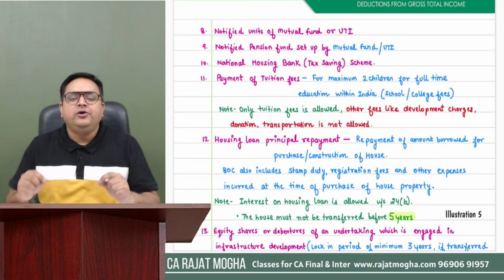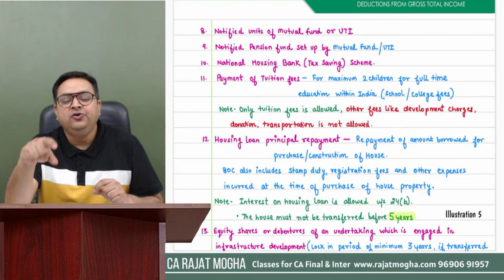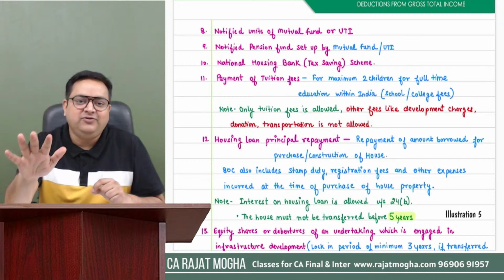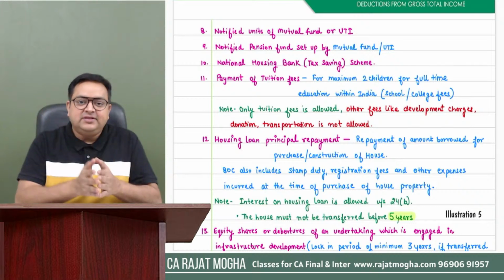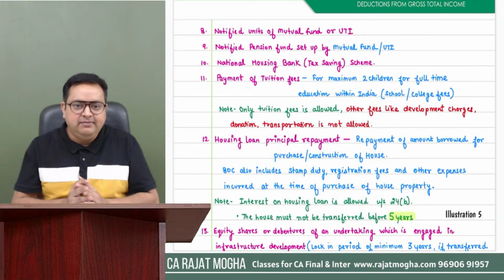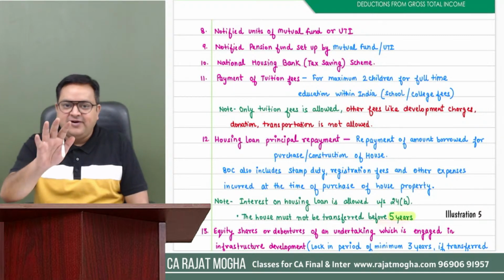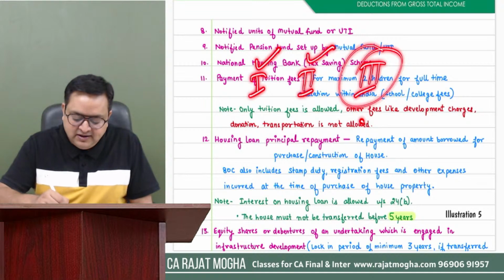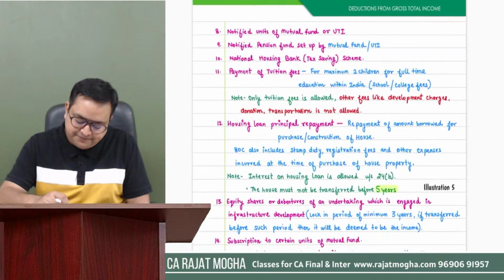But there is one more point over here. For this house, if you are claiming deduction, you should not transfer it before 5 years. You have to keep this house for 5 years. If you sell this house before 5 years, then whatever deduction you have claimed will become your deemed income. Let's say in the first year you have claimed deduction, in the second year you have claimed deduction under 80C, and in the third year you have sold this house, that is before 5 years. Then the deduction you claimed in the first and second year will become your income in the third year, right?